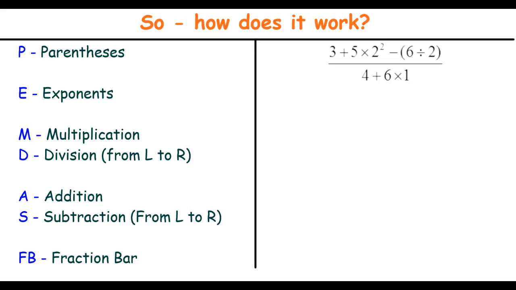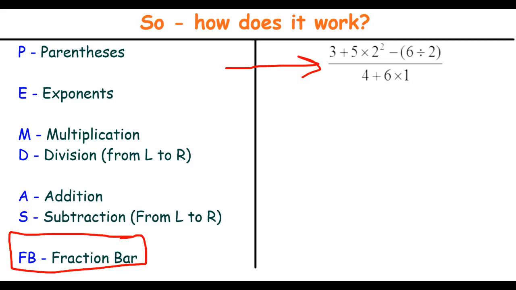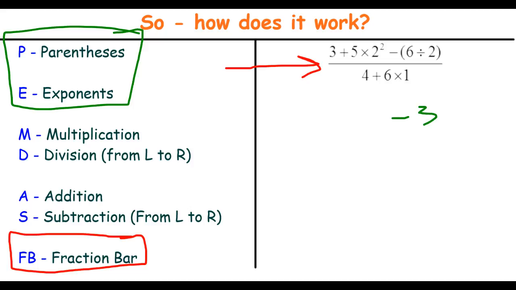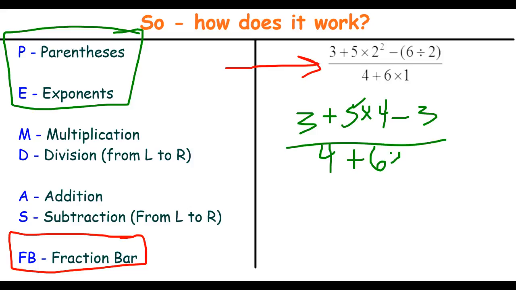And so finally, one more complicated one. You can see that there is a fraction bar here, separating it into a numerator and denominator. And what that means, why it's at the end, is that we're just going to do the numerator and denominator calculations first, and then we're going to go on to the rest of it. So again, parentheses and exponents need to be taken care of in the first step. 6 divided by 2 is 3. 2 squared is 4, so this is 3 plus 5 times 4 minus 3. And at the bottom, we don't have any parentheses or exponents, so it's just 4 plus 6 times 1.